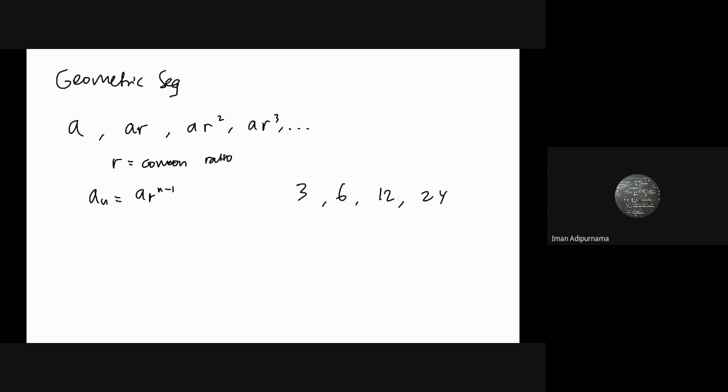Now the second one is the geometric sequence. In the geometric sequence the first term is a, and then the second term is multiplied by some ratio r, and the third one, the fourth one, and so on. So r will be the common ratio. And the general formula will be a r to the n minus 1. Like we have 3, 6, 12, 24. This is multiplied by 2 each time.